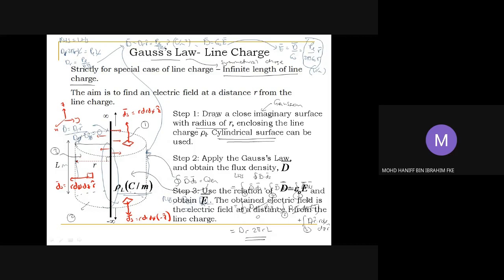Okay then, are there any questions related to this method of Gauss law used in calculating the E field for the case of an infinite length of line charge? I just want to remind you that the Gauss law cannot be used for the case of a finite length of line charge. If you are facing a problem of finite length of line charge, you have to go back to the Coulomb's law. The Gauss law can only be used for the case of an infinite length of line charge, so please be reminded of this. Any more questions related to this slide on the Gauss law?